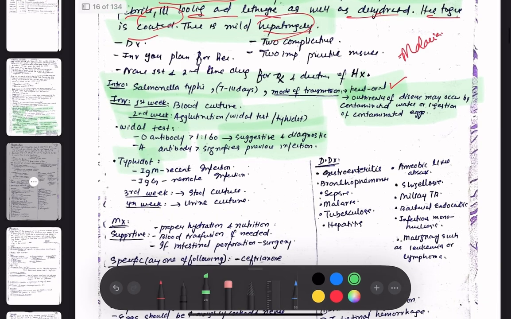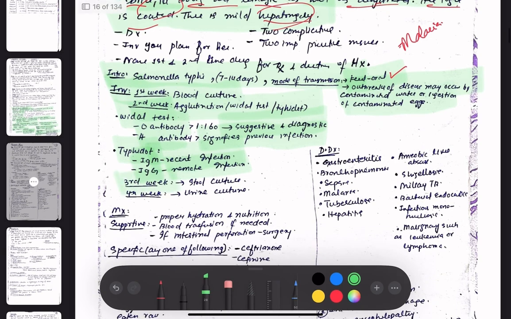Now in the typhoid test, we will check for IgG and IgM antibody. If IgM antibody is present, then it means that this is a recent infection. If IgG antibody is present, then this gives us the diagnosis of a remote infection, that is a past infection. In the third week of enteric fever, stool culture is done, and if the patient arrives in the fourth week, then urine culture is done. So these are the specific investigations for typhoid which we should remember: the Vidal test, typhoid test, urine culture, and stool culture.